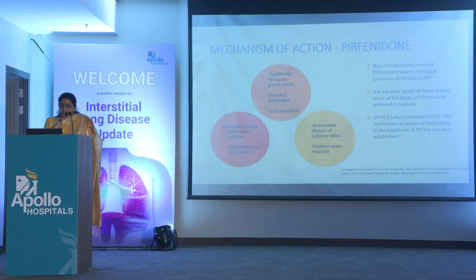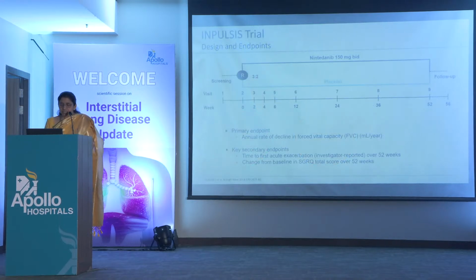And coming to the action of pirfenidone, it is an antifibrotic. It acts on fibrogenic growth factors and fibroblast proliferation, and it's also anti-inflammatory and has an antioxidant role. It is not clear which of these effects occur at what doses. The mechanism of action is not very clear, but it has been shown to be of benefit in interstitial lung disease.